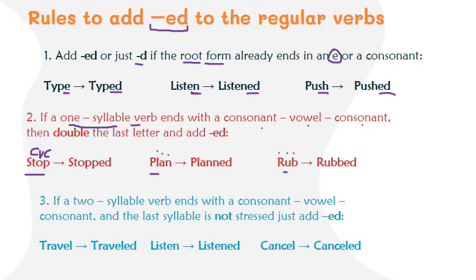When I have a one-syllable word with consonant, vowel, consonant at the end, I should first double the last letter and then add ed. I cannot just add ed as in type or listen or push. I should double the last letter. So stop becomes stopped, I double the P, the last letter. Plan becomes planned. Rob becomes robbed. These are a few examples.